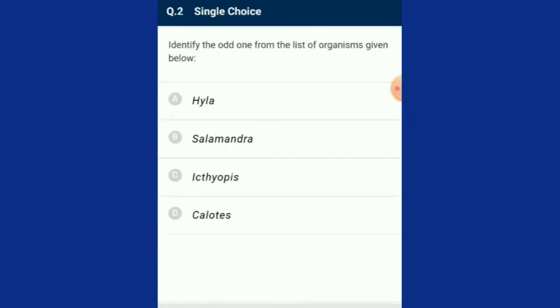Question number 2. Identify the odd one from the list of organisms given below. Hyla, it is commonly called tree frog. Salamandra, it is commonly called salamander. And Ichthyophis, limbless amphibia, belong to the class Amphibia. Calotes, garden lizard, belongs to the class Reptilia. So the answer for this question is option D, Calotes. So it is the odd one from the list of given organisms. It belongs to reptiles.